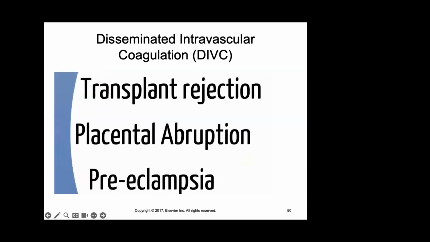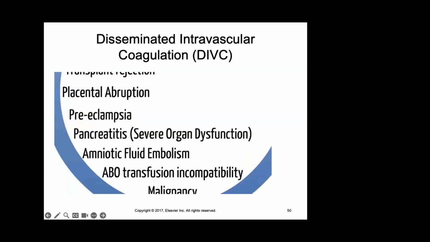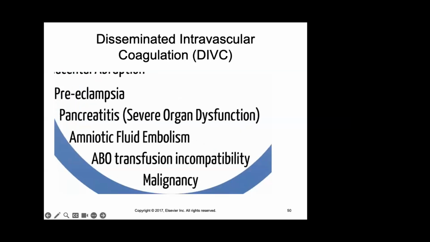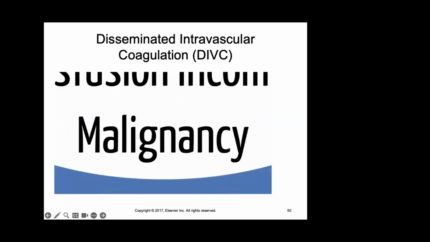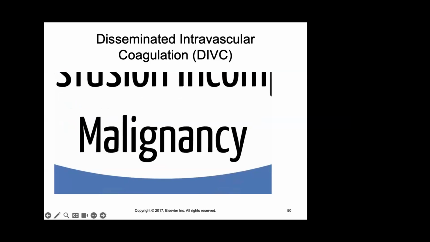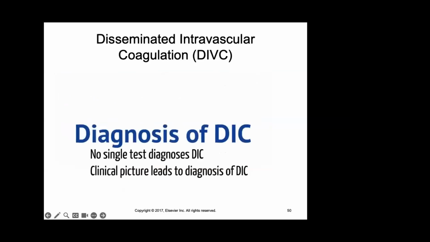placental abruption, preeclampsia, pancreatitis or other severe organ dysfunction, amniotic fluid embolism, ABO transfusion incompatibility, and last but not least, malignancy. Note, all these disorders have systemic involvement, meaning they affect more than one organ. And that's probably the reason why they're associated with DIC. Now, how do you diagnose DIC?